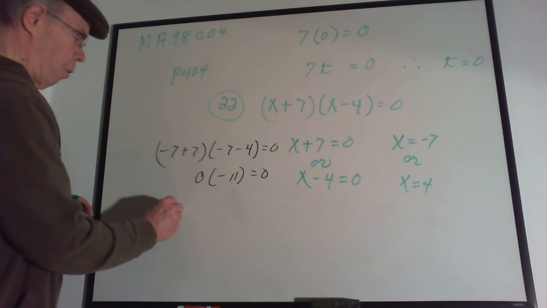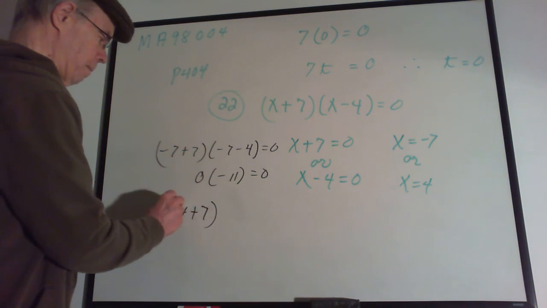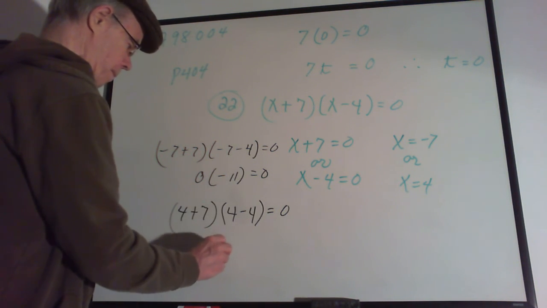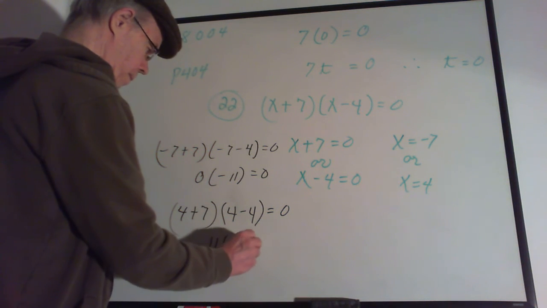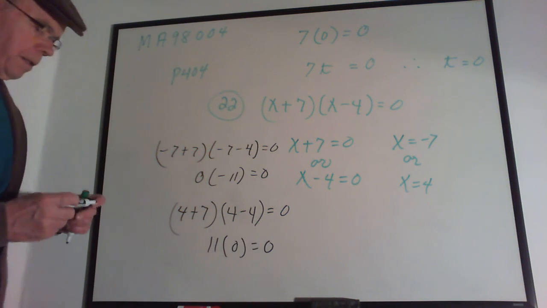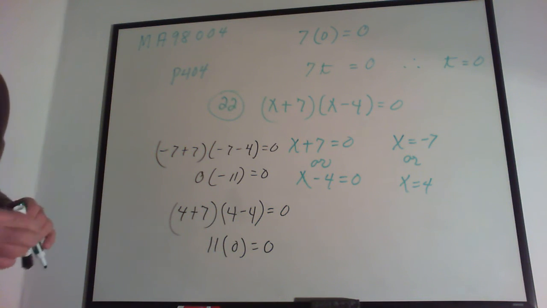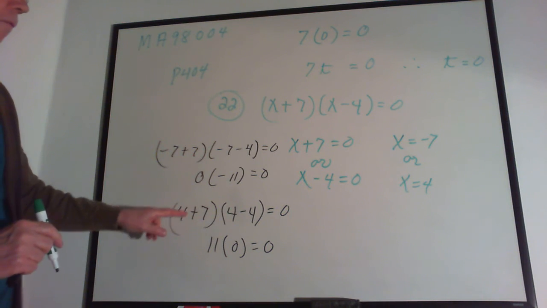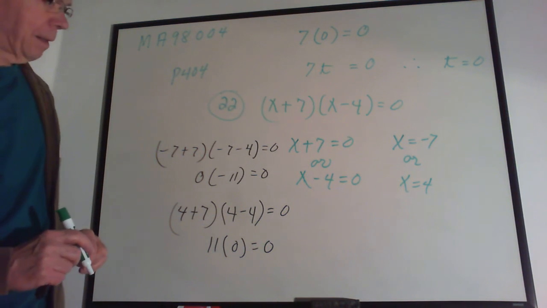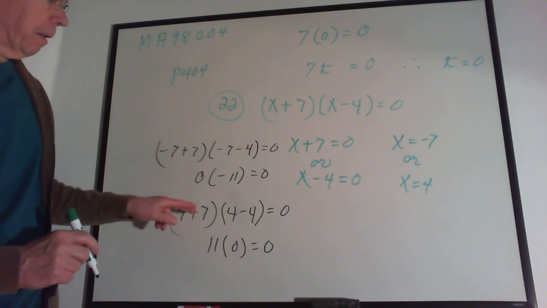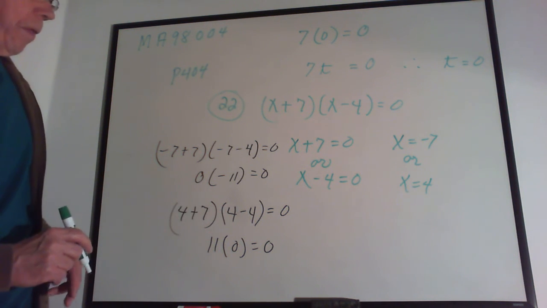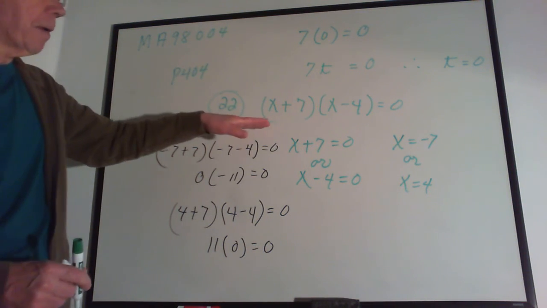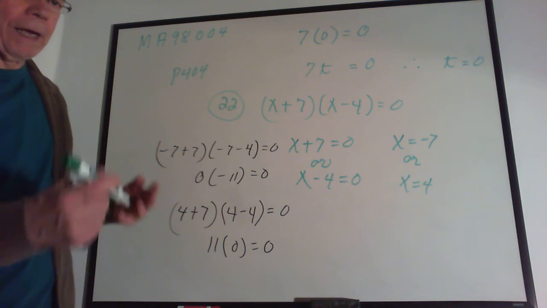If I put in the 4, I get a positive 11, and that's going to be equal to 0. Remember, if I substitute in the 4, then I have to put in the 4 wherever I see an x. I can't put a 4 here and say 7 here and a 4 there. If I decide that the x is equal to -7, the -7 must go into this equation wherever I see x.